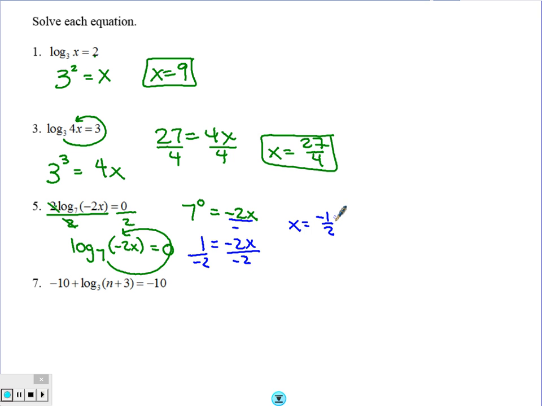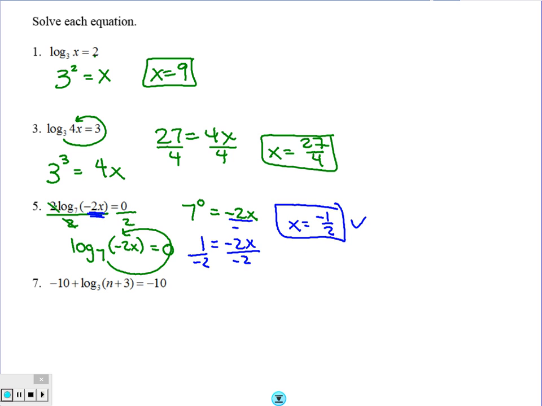But I'm a little nervous because I have to be able to plug this back in. And remember we said this can't be negative? So if I plug in that x, will we be okay? Let's check and see. Negative 2 times a negative 1/2 is a positive 1. So it works out okay. As long as this ends up positive, we're okay. All right, so that one works. Let's try the next one.